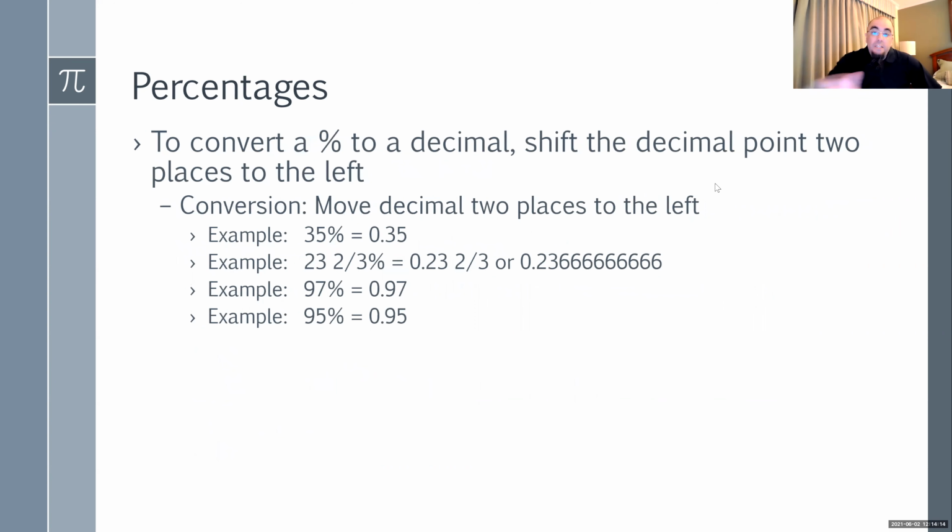To convert a percentage to a decimal, like I said, shift the decimal point 2 places to the left. So if I got 35%, it's 0.35. If it's 23 and 2/3%, it would be 0.23 and 2/3, which we will never do, or 0.233 or 0.2366666, and so on. 97% is 0.97, 95% is 0.95.